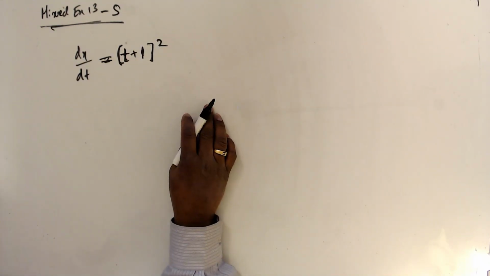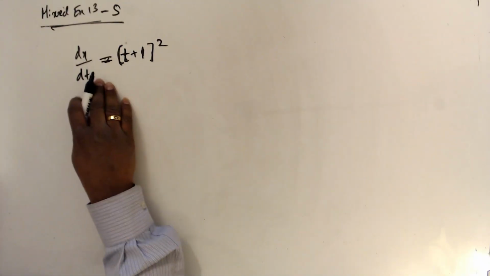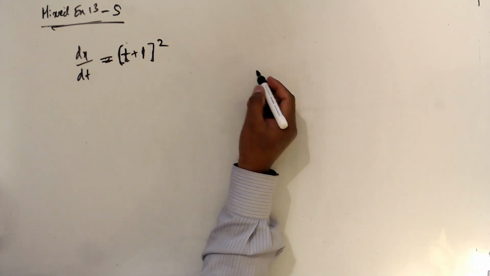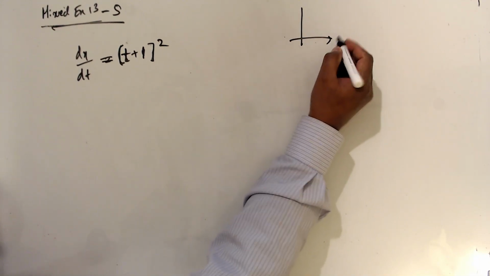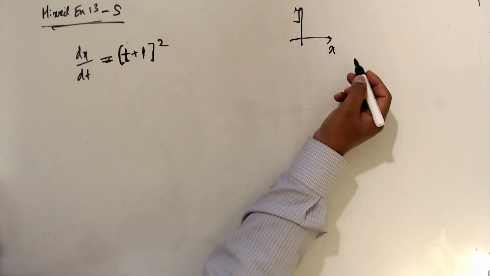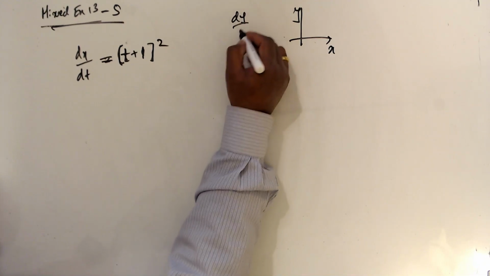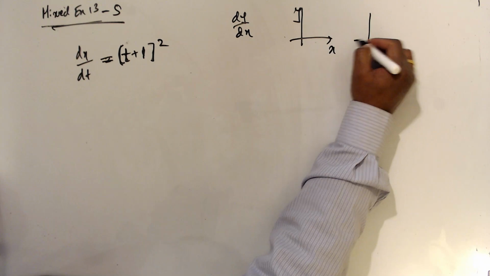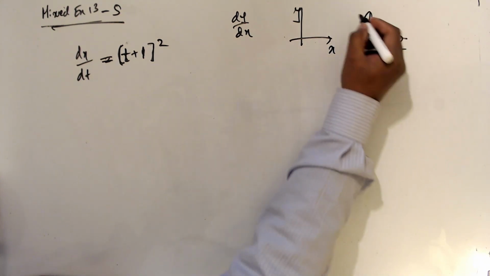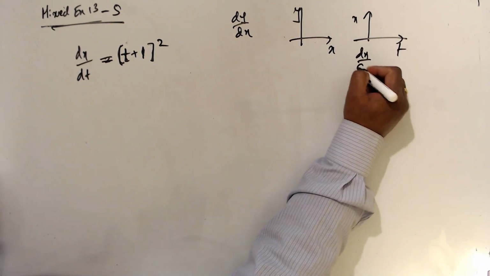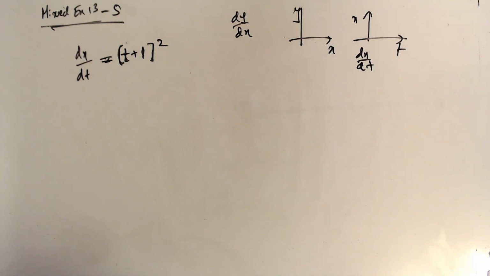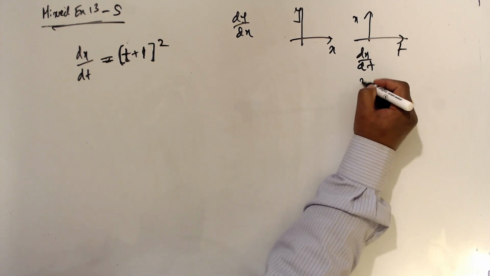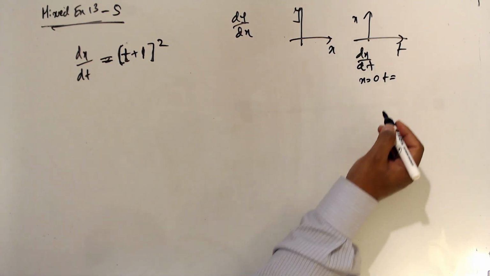Question number 5. dx over dt equals (t plus 1) squared. We need to find x. We worked so far with x and y. This is x and this is y, so that is dy over dx. But now this one is x and t, and this is dx over dt, still the same. And there is data given: when x equals 0, t equals 2.